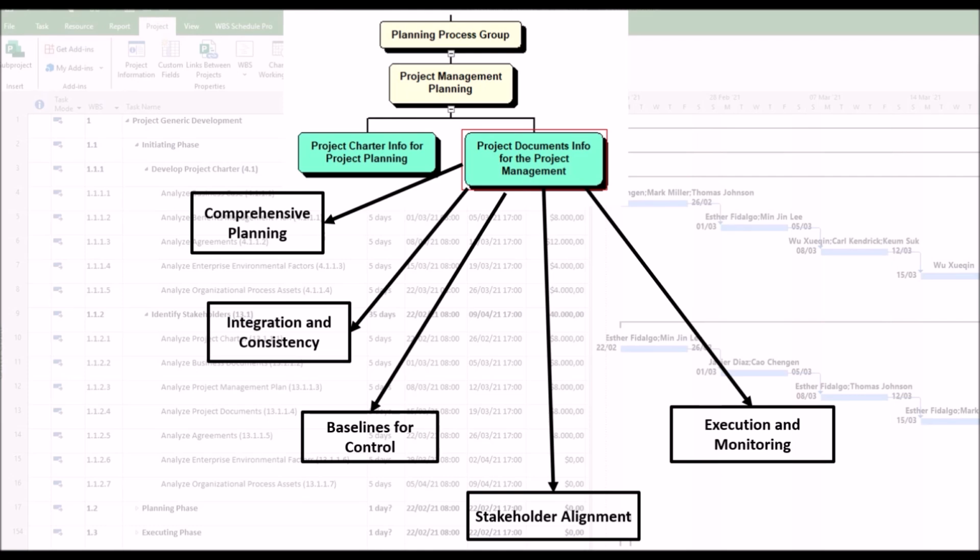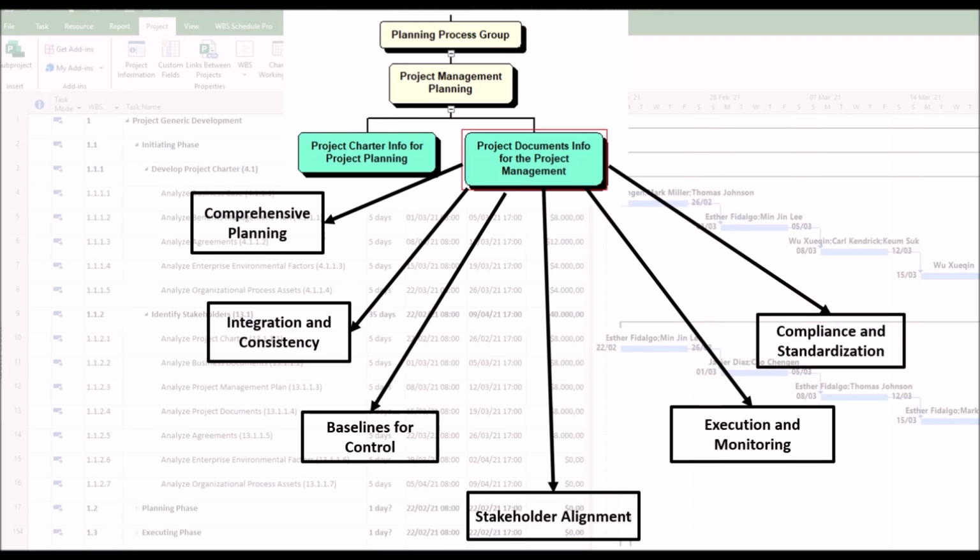5. Enables effective execution and monitoring. The project management plan guides how work will be executed, measured, and controlled. Without inputs such as the change management plan or quality management plan, execution would lack structure. 6. Compliance and standardization. Many outputs, such as the procurement plan or resource management plan, ensure that the project follows organizational and regulatory standards.